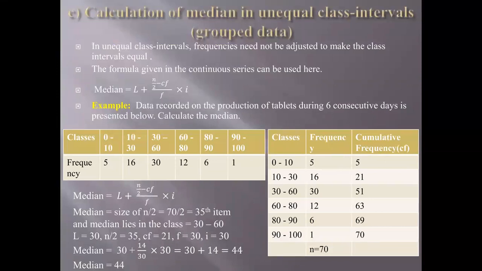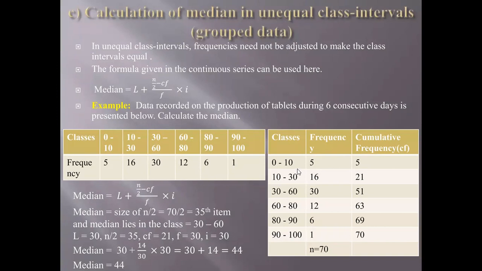So there is one more problem here. The data recorded on the production of tablets during 6 consecutive days is presented below. Calculate the median. Now here the class interval is given as 0 to 10, 10 to 30, 30 to 60, 60 to 80, 80 to 90, 90 to 100.